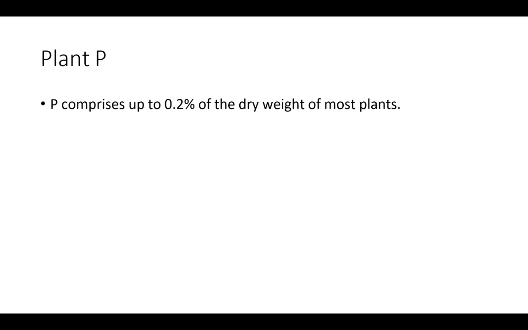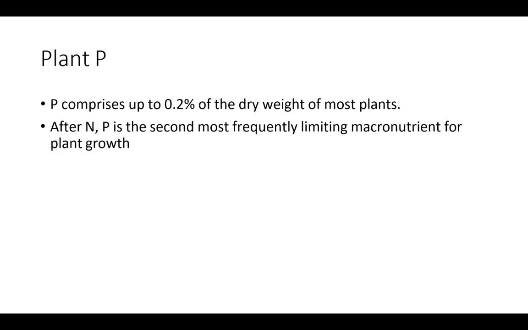P is extremely important to the plant and is used in quite high concentrations. Phosphorus comprises up to 0.2% of the dry weight of most plants. Phosphorus comes after nitrogen in concentration in plant tissues. Phosphorus is the second most frequently limiting element for plant growth. Phosphorus may be present in the soil, but that doesn't necessarily mean it's available.